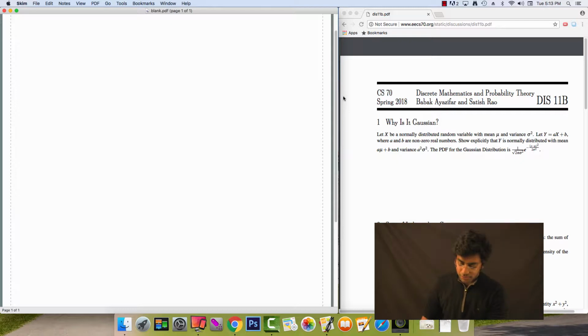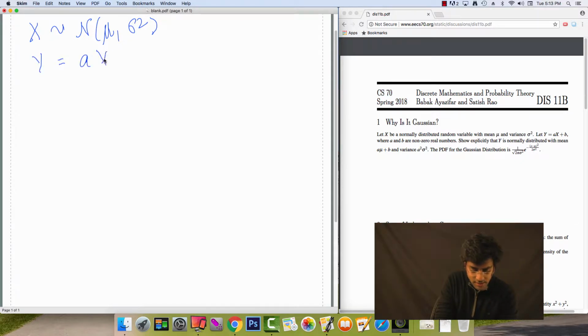We're going to talk now about problem 1, which talks about a linear transformation of a Gaussian random variable. So the problem setup is as follows. We have X, which is normally distributed with some mean mu and some variance sigma squared. We construct a new random variable Y, which is some linear transformation of X, i.e. it is some aX plus b. We now have to comment on what the distribution of capital Y is.